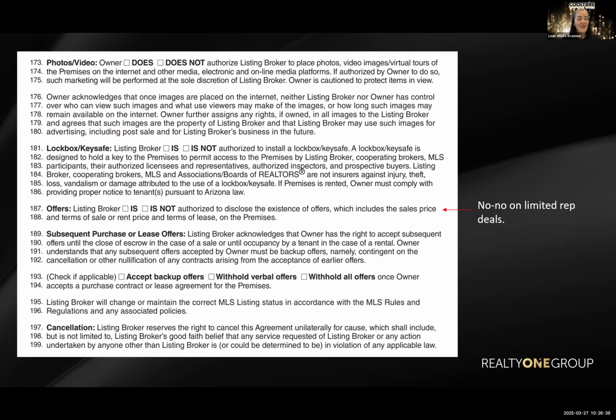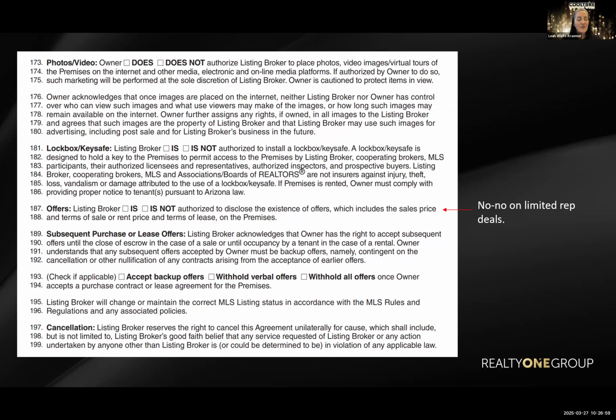Listing broker will change or maintain the correct MLS listing status in accordance with the MLS rules and regulations and any associated policies. So we already referenced that above, but we're reiterating that. So even if you tell me, hey, put it in active or keep it in active status, the answer is no. We're going pending, UCB, or CCBS, depending on the circumstances.